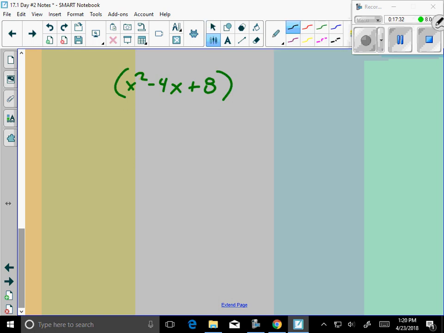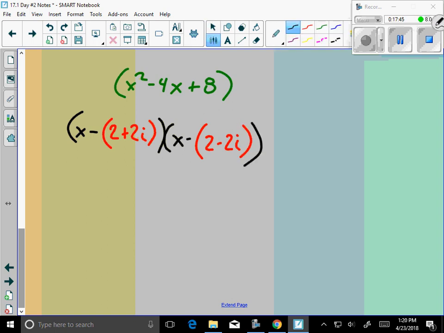That would yield for me that right there. Okay, that's what we just found. Now in this case, we're going to see whether or not the other piece involved has real solutions or not. Is this blue one factorable? Two numbers that multiply to 8 and add to 4? No. Doesn't work. So I have to use the quadratic formula.